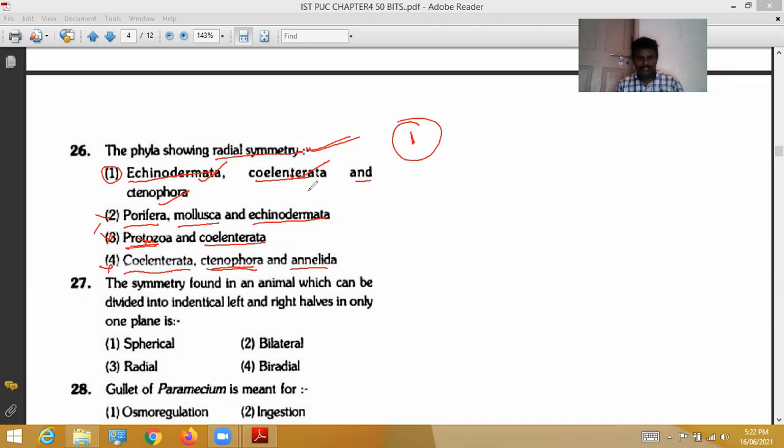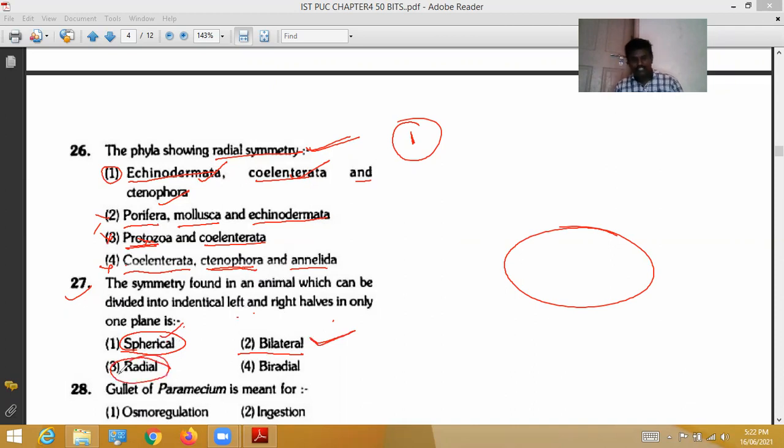Radial symmetry: the body can be divided into 2 equal halves. That's all. Next, 27th question. The symmetry found in animals which can be divided into identical left and right halves in one plane only. Is it spherical symmetry? A spherical shaped body is called spherical symmetry, so it is wrong. Bilateral symmetry is correct. The body can be divided into left and right halves, which are mirror images. Identical left and right means mirror images. So the second option is correct.